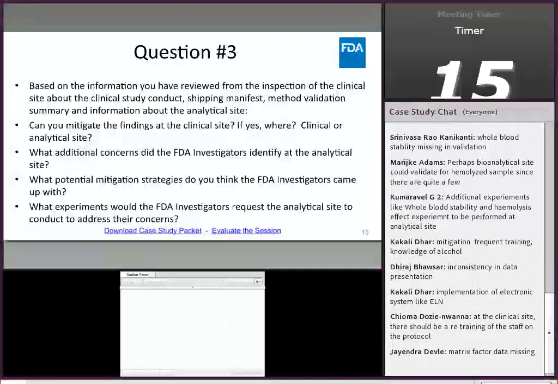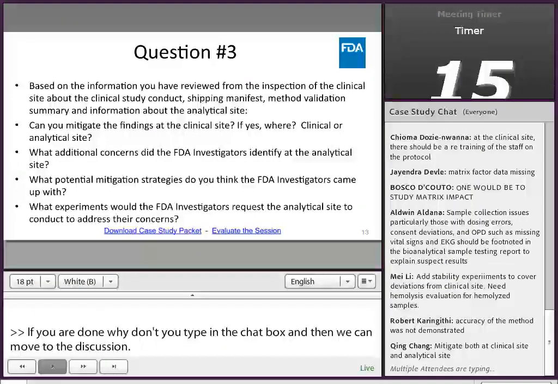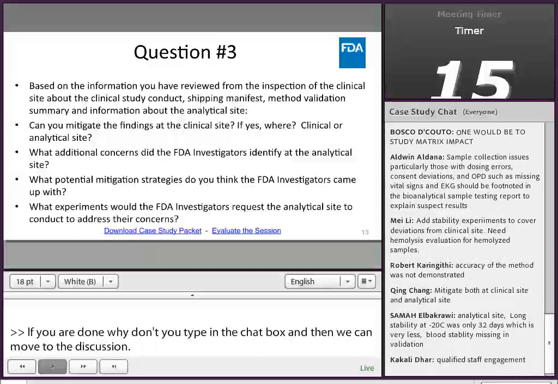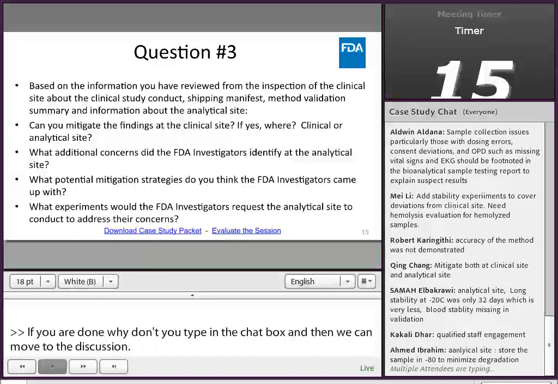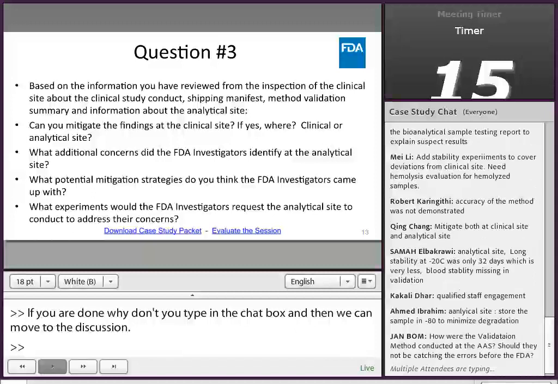Most of you are done. Maybe why don't you type in the chat box, then we can move to the discussion. So you will have 2 more minutes to work on, and then we will go into the discussion for question 3.